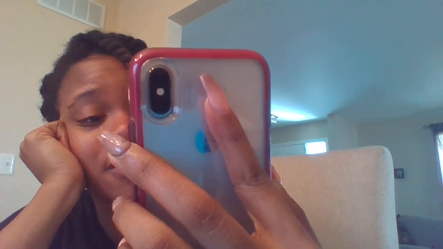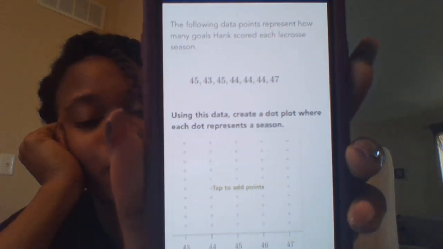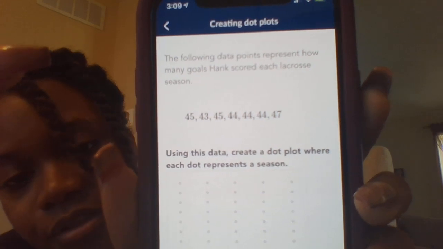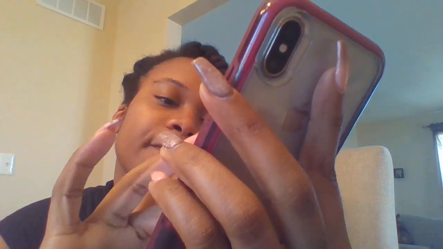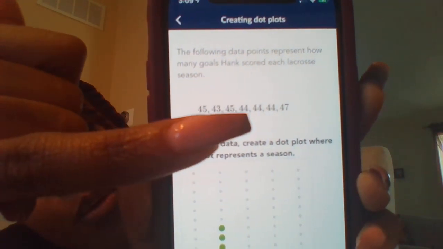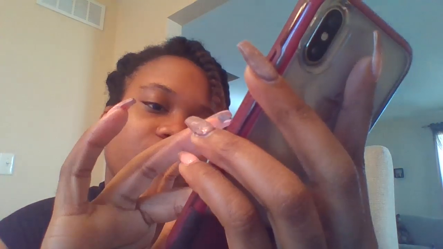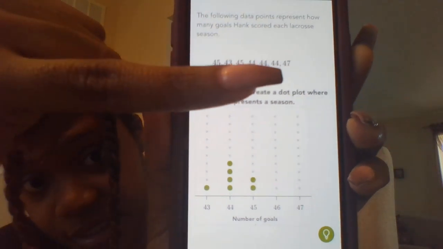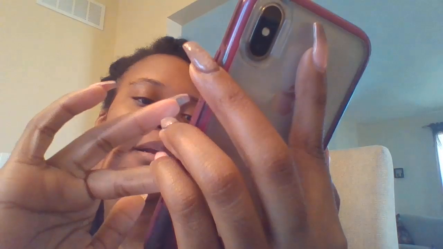So we want to see how many times does 43 show up. Well, we see 1 43, so we'll place one dot above 43. We see 1, 2, 3 44s, so we'll place 3 dots above 44. We see 1, 2 45s, so we'll place 2 dots above 45. We don't see any 46s, so no dots above 46. And we see 1 47, so we'll place 1 dot above 47.